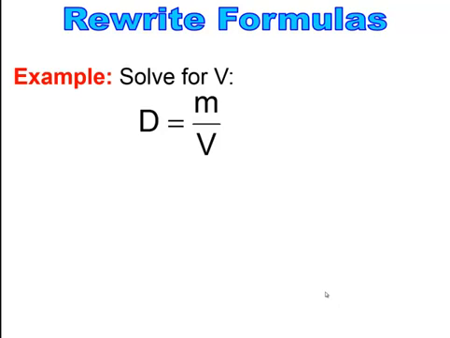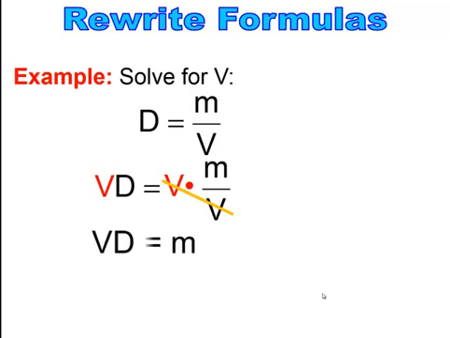So this last example, I want to solve for a variable, but the variable is in the denominator or in the divisor. So in order to solve for a variable or isolate the variable, you need it to be on the top. So the first thing I want to do is multiply. Because it's in division, the inverse of division is multiplication. So I want to first multiply both sides by that letter v. That's going to get rid of the variable in the denominator or the divisor so that I can solve for it. So I multiply both sides by v, and I'm left with v d equals m.